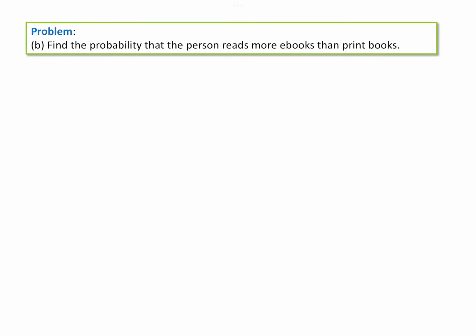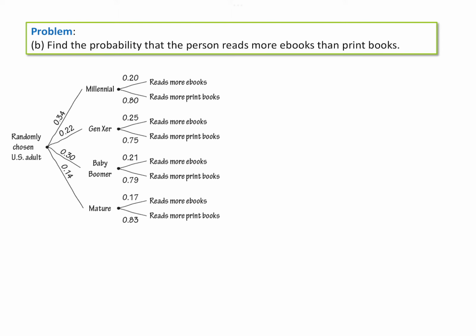So the next thing we want to do is, from the tree diagram, find the probability that a person reads more ebooks than print books. So we're going to have to put some probabilities together. So here's our tree diagram that we had. We want to know if they read more ebooks than they do print books.